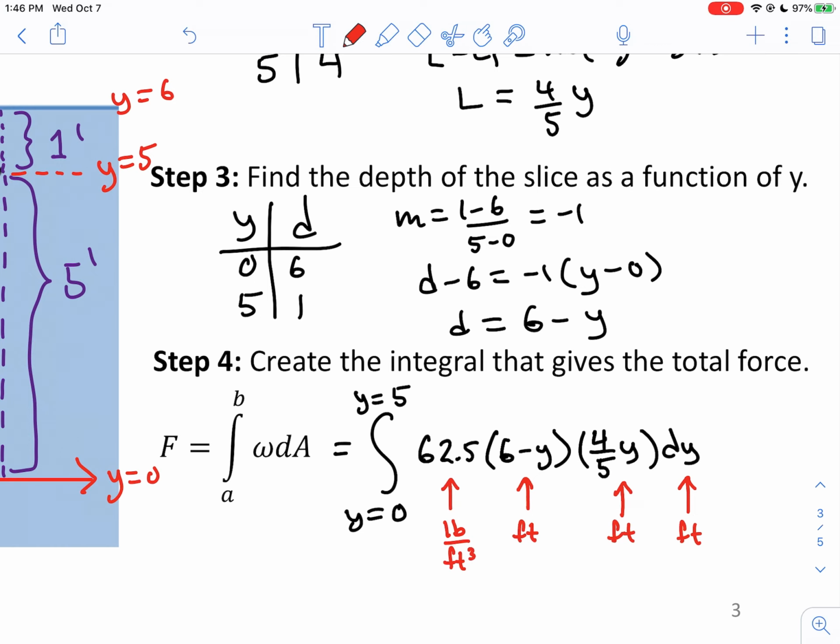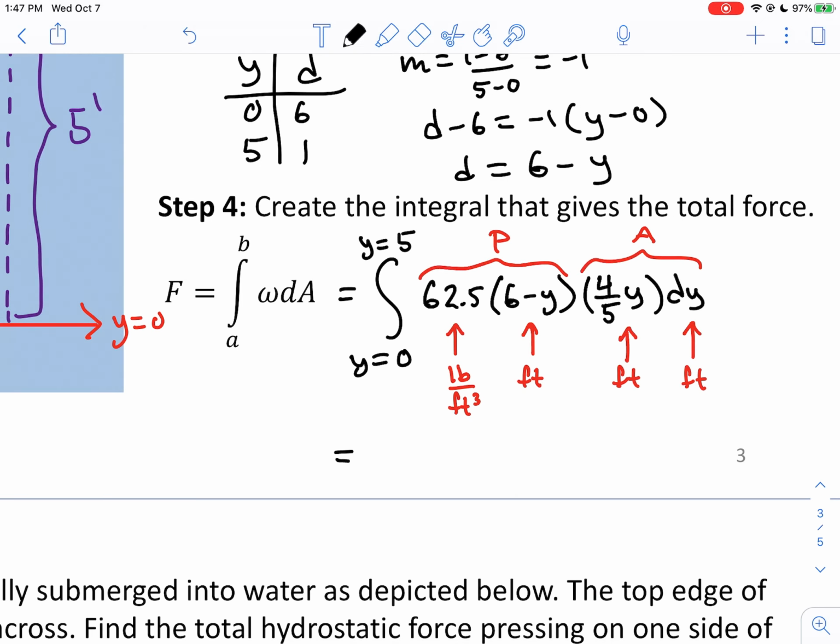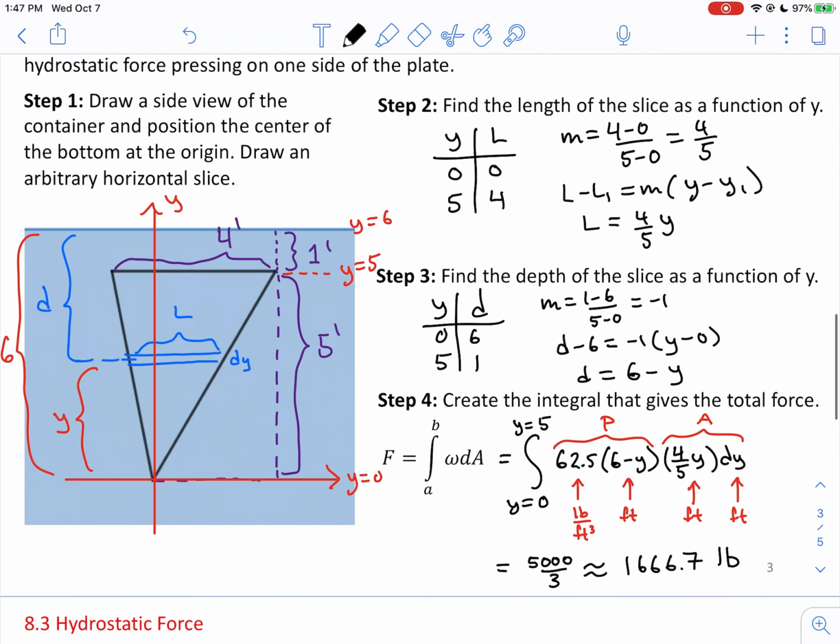How many pounds total are on this plate? Looking at the combinations of these things, right here is the pressure. This component here is the area. Pressure times area is what gives you force. Now, I did this on the calculator, and I got 5,000 thirds, which is approximately 1,666.7, and the unit here would be pounds.